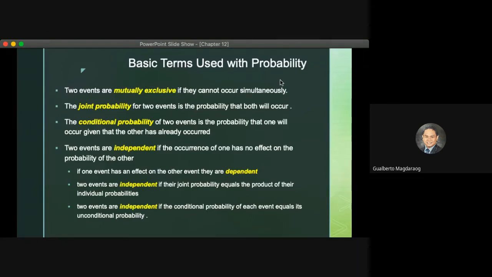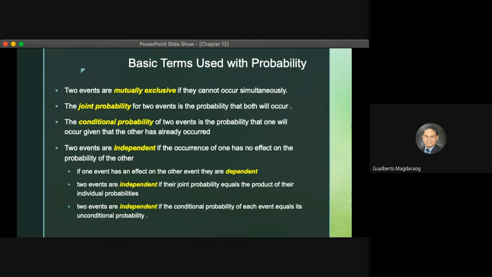Ang conditional probability is the probability that one will occur given that the other has already occurred. So meron din daw pong situation na an event will occur provided another event has occurred already. So, hindi mangyayari yung isang event hanggat hindi nangyayari yung isa pa. Kaya, that is conditional. And we can compute for the probability of that conditional event. And that is what we call conditional probability.